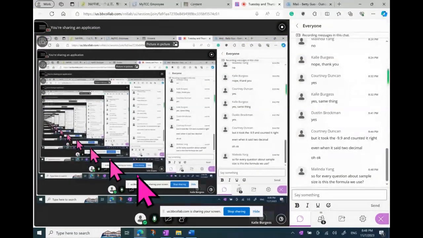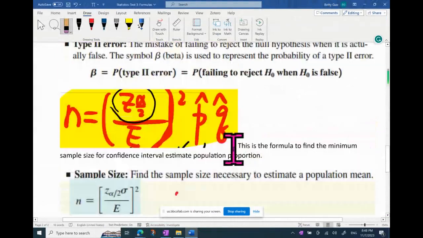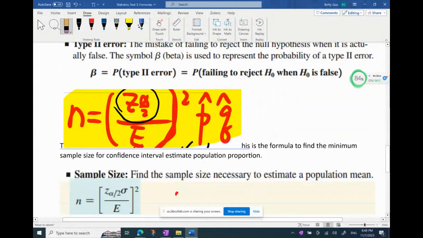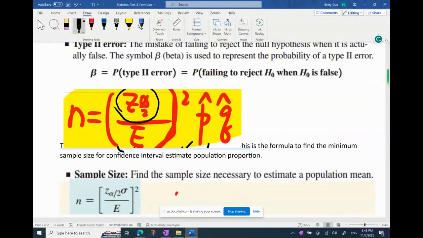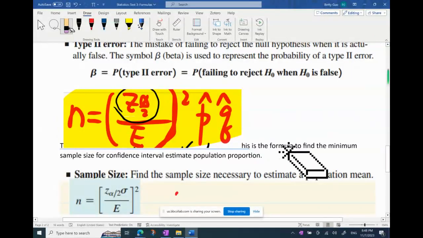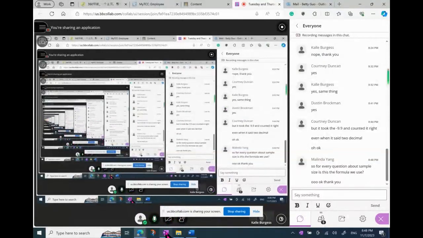So for every question about sample size, is this the formula? No. This is the formula to estimate the population mean. But if you estimate a population proportion, you use this formula, the one I handwrote, this one. Yeah, I also typed it. This is the formula to find the minimum sample size for a confidence interval estimate of a population proportion. Yeah, I have only those two, no more.